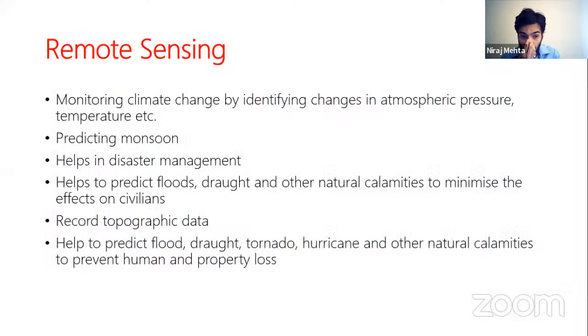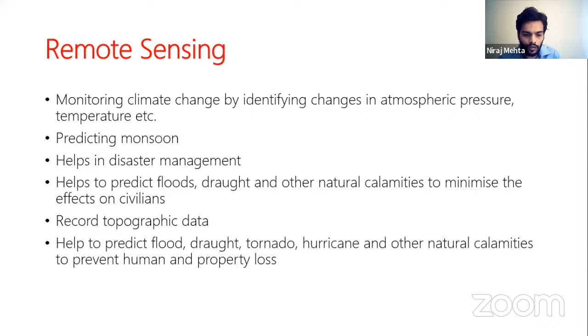So what would a remote sensing engineer necessarily do? And yes, for remote sensing, one will have to take a master's to understand these details. So let us see what a remote sensing engineer would do. They would monitor climate change by identifying changes in atmospheric pressure, temperature, etc. Then they would be predicting monsoon. They would help in disaster management. They would help to predict flood, drought, and other natural calamities to minimize the effect on civilians.